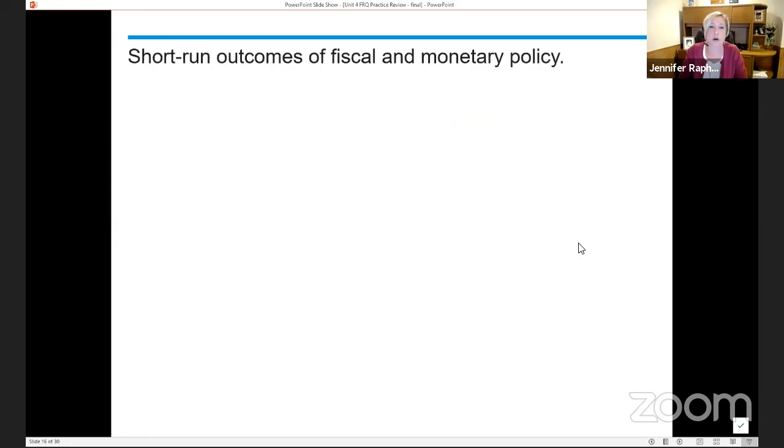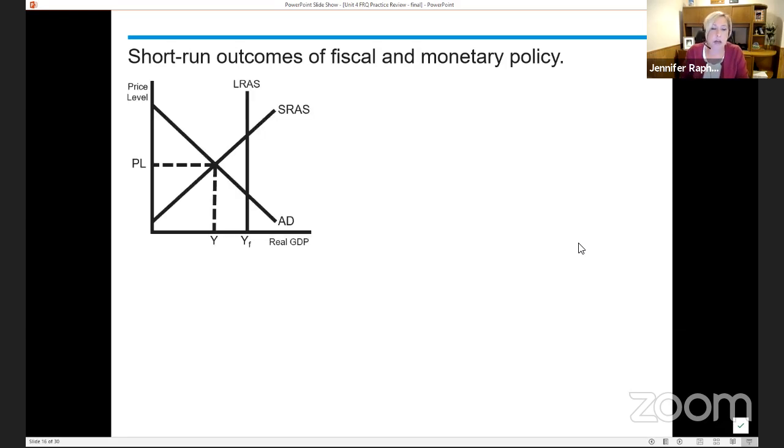Okay, so now finally, in this course, one of the enduring understandings is that there are short run outcomes of fiscal and monetary policy. So let's see if we can put this all together. So here is the ADAS model that's featured in Unit 3. And obviously we're looking at an economy in a recessionary gap because current output is less than potential output.